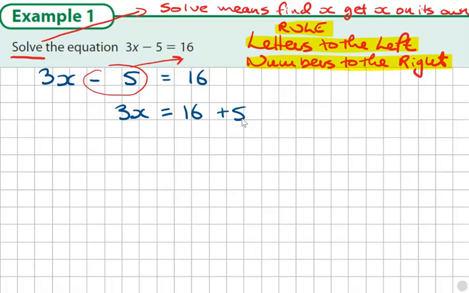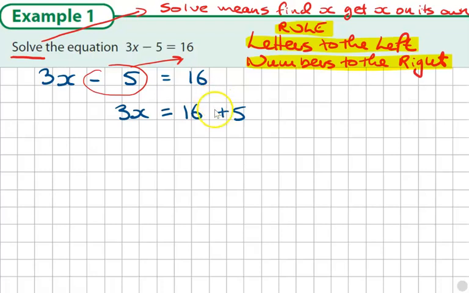Another method for solving linear equations is where we balance the equation. If we're trying to get rid of minus 5, what we would do is plus 5 to the left-hand side, and what we do to the left, we do to the right. What we do to the right, we do to the left. I'll show you that method after this.